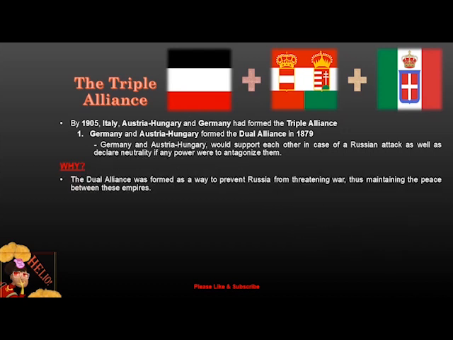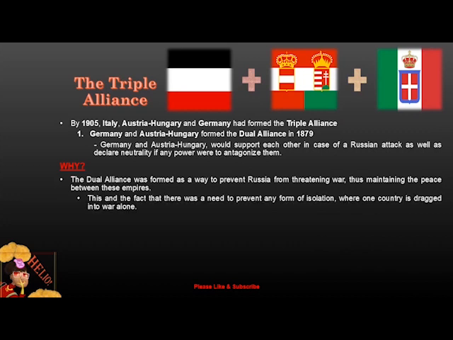Well, the dual alliance was formed as a way to prevent Russia from threatening war, thus maintaining the peace between these empires. This fear Russia would have of these two empires, they would think that it'd be enough for it to stay away. So this, and the fact that there was a need to prevent any form of isolation where one country is dragged into a war alone. So what this means is that in case of a war, the dual alliance will prevent isolation, that is where one country is fighting the other powers alone. Which, again, very ironic, because that's exactly what ends up happening.